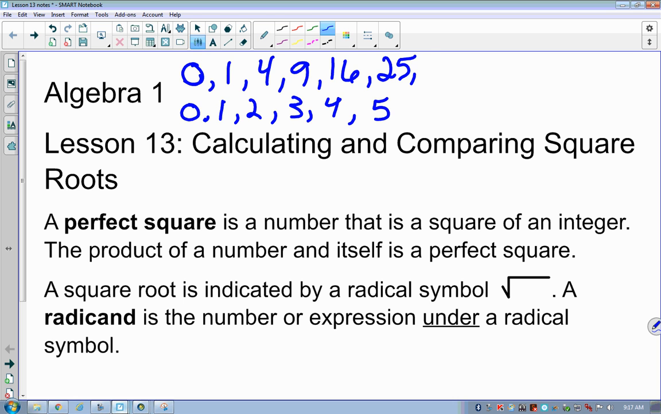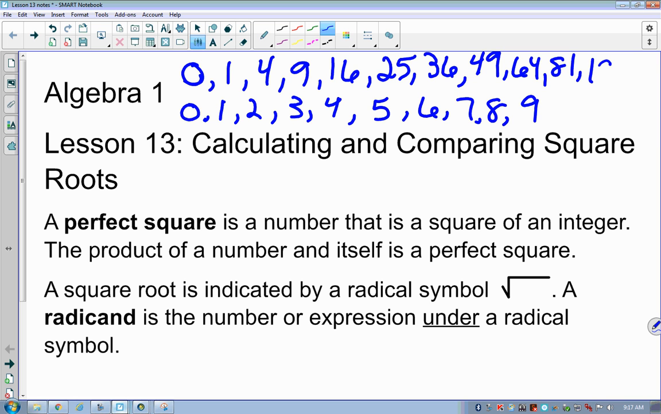All right, what's the next one up here? 36, because that's the perfect square of 6. And then 49, which is the perfect square of 7. And then 64, very good. That's the perfect square of 8. Then we have 81, which is the perfect square of 9. And we have 100, which is a perfect square of 10. Let's stop right there. We could go further.